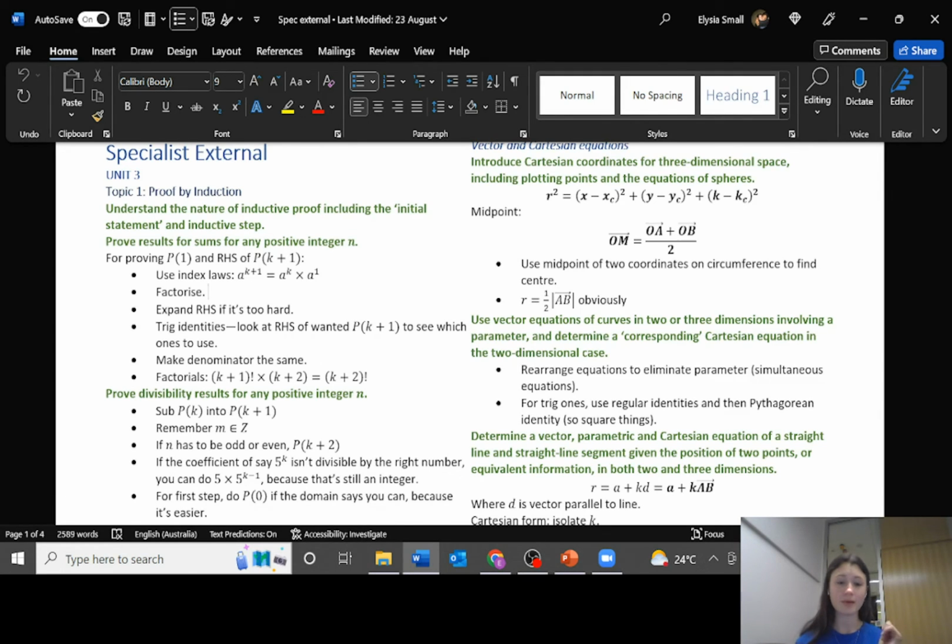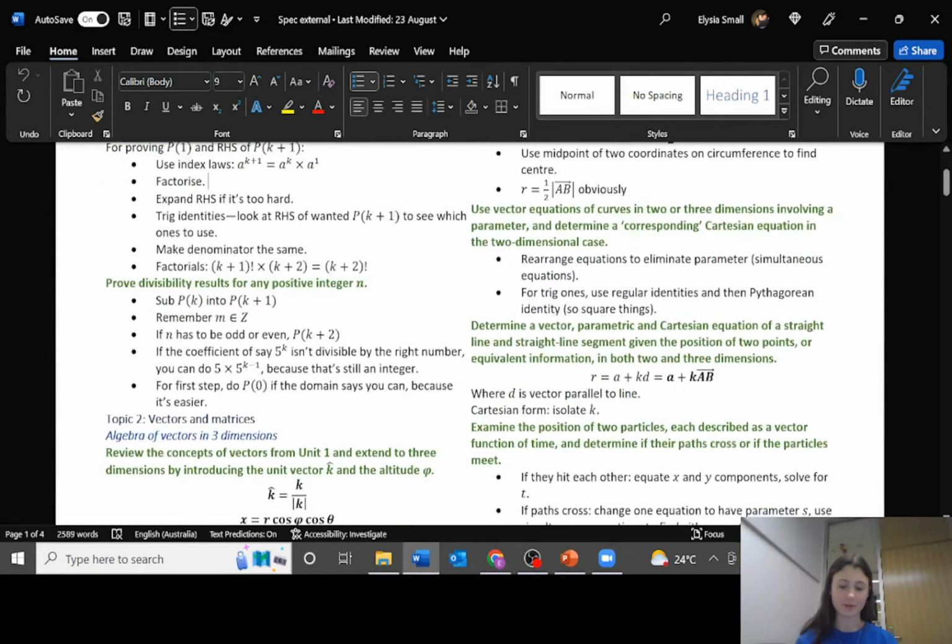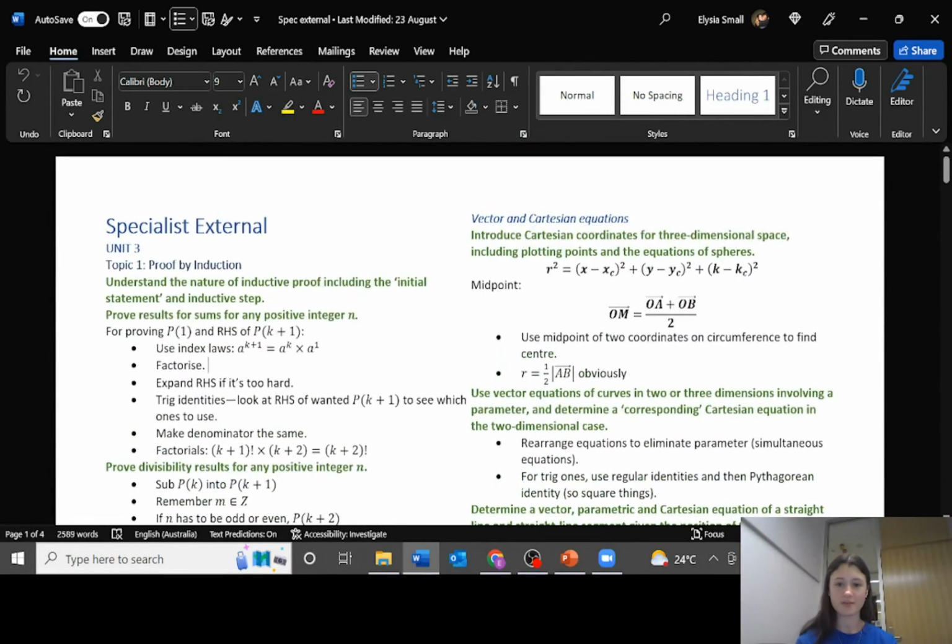The other benefit of this is that you can write down the formulas that aren't on your formula sheet and make sure you remember them. It really sucks to know all the hard stuff but then forget something really simple. So equation of a sphere, midpoint, equation of a straight line, all that kind of stuff.